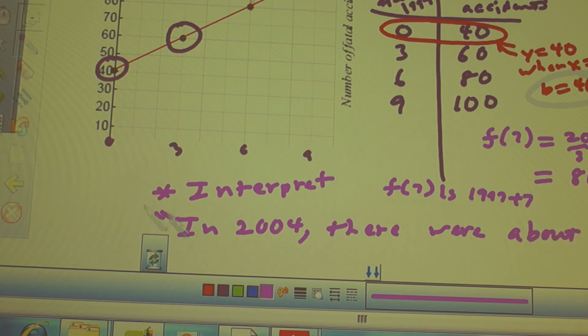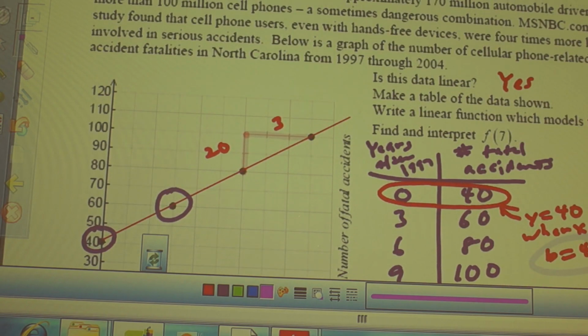86.7 cell phone fatal car accidents. What do you do? Steve? What was that? I'm thinking like, would it be cell phone induced fatal accidents? Well, that's what they're saying. Or does it say induced? They were like cell phone related automobile accidents. So this is cell phone related automobile accident fatalities in North Carolina.